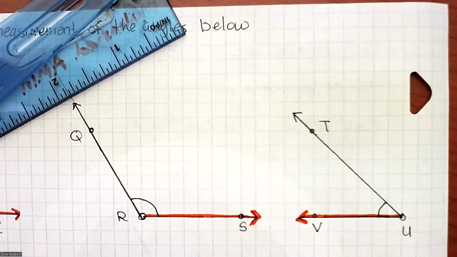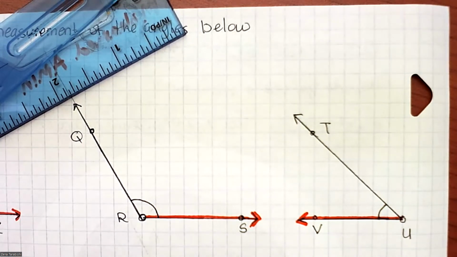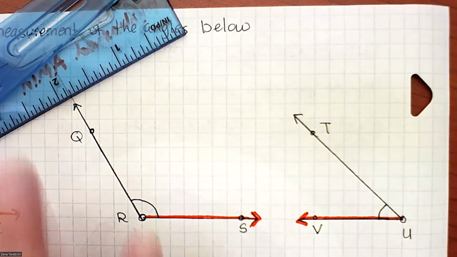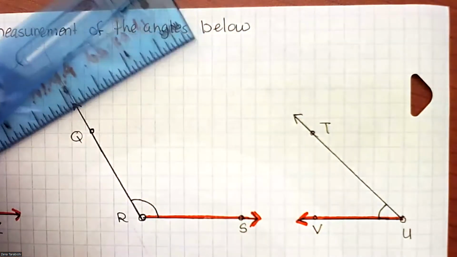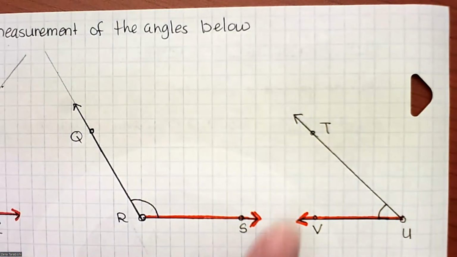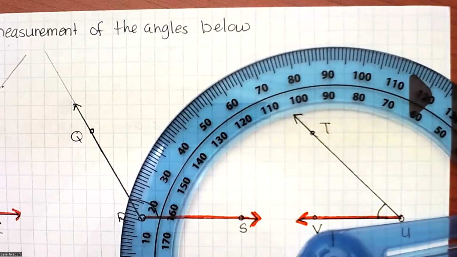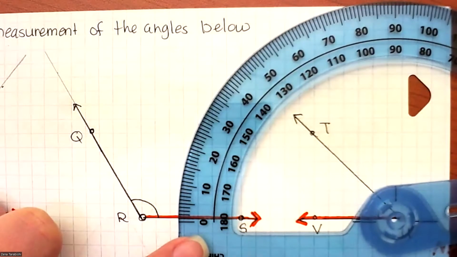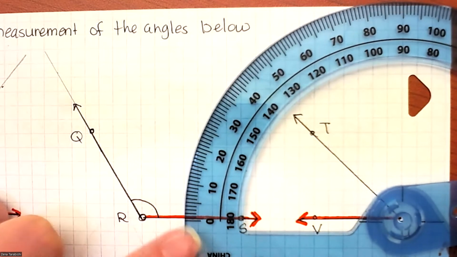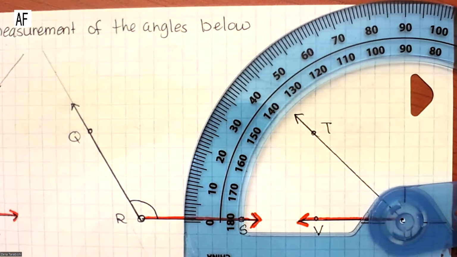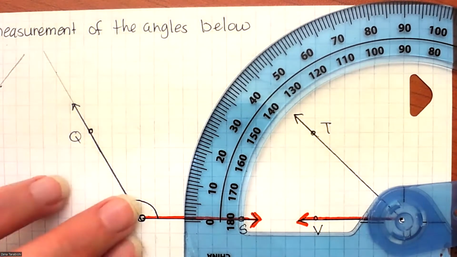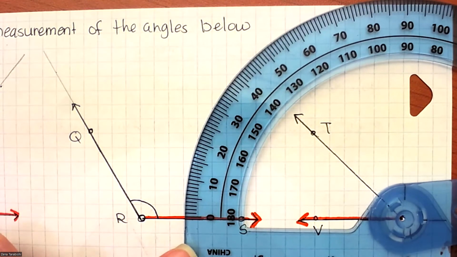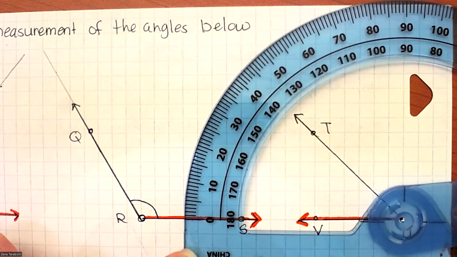Now this angle is pointing in the other direction, which is fine. That just means we're going to use the other side of the measurements. So over here I have angle TUV. Now I'm going to take my protractor, same thing, find my vertex, line it up right in there. Okay. I'm going to take the edge of my protractor, line that up as well, just like that.